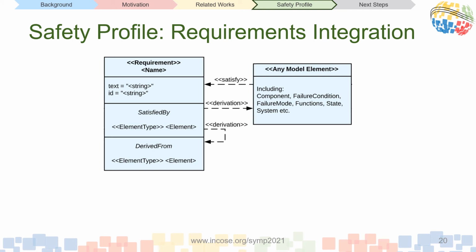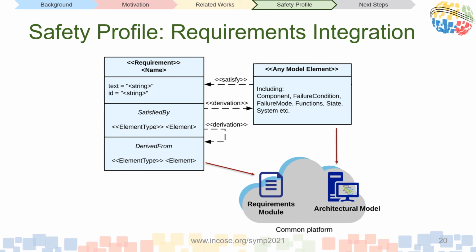In addition to that, to account for possibilities where safety requirements are developed or updated as a result of either safety or model analysis, the profile also allows for derivation relationships from a requirement to any model element. As you might recall, in my proposed methodology, the requirements module and architectural model should be both hosted on a common platform. This allows for requirements to be directly loaded into the architectural model and ensures that they are automatically updated if any modifications are made. And hence, this achieves the objective of having an active traceability link between model elements and safety requirements.